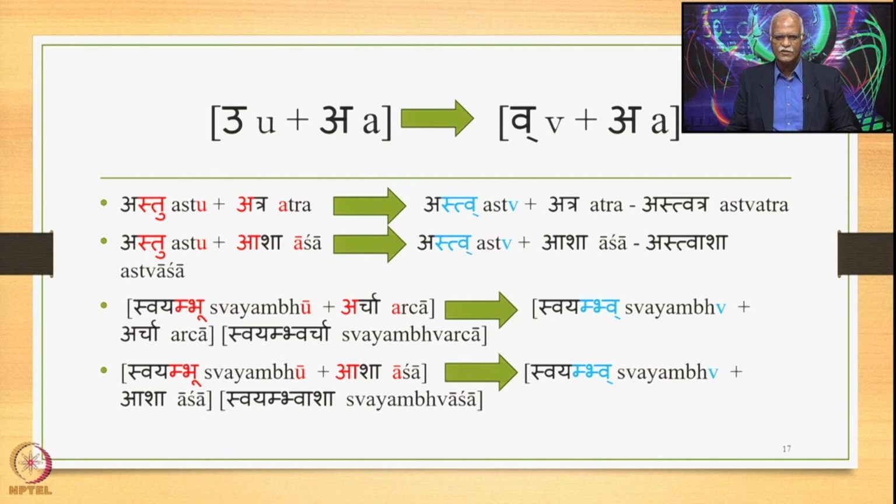As far as Astu Atra or Astu Asha is concerned, Astu is a verb, and Atra and Asha are the other words. But Swayambhu and Archa, this is a compound. And so the output after having applied 6177 is Swayambhuva Archa, Swayambhuarcha. Similarly, Swayambhu plus Asha, and we have Swayambhuasha as the output after applying the rule 6177.